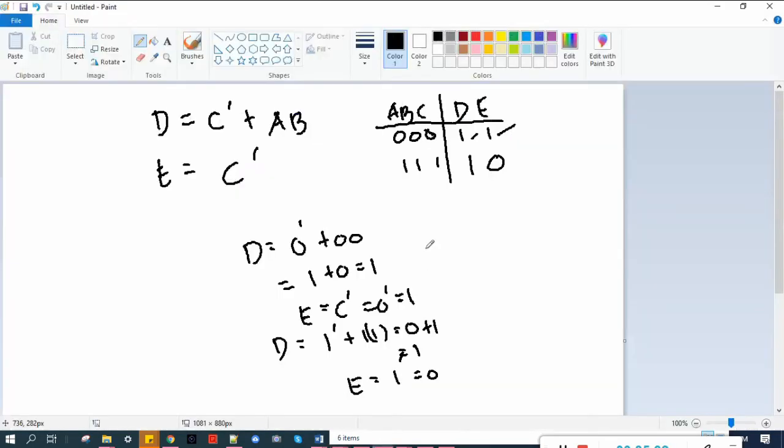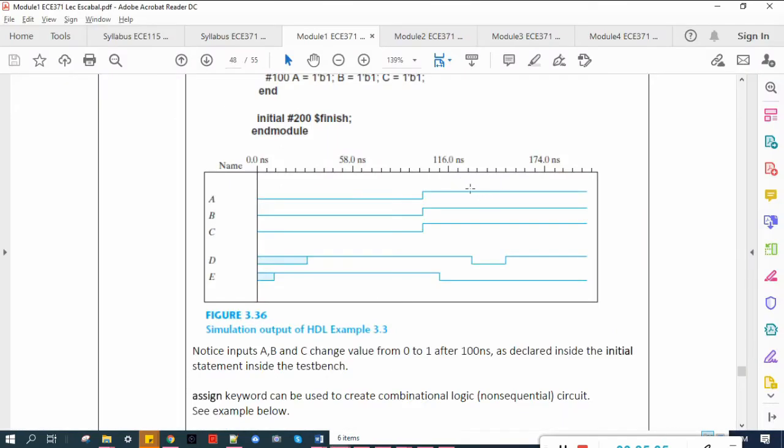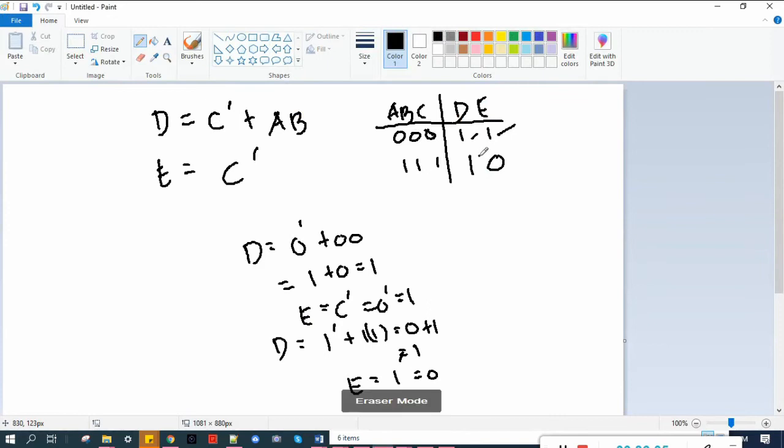Here, when 1, 1, 1, let's go to the time when all the inputs, all the gates are stable. Not this part here. Let's go here. When A, B, and C are 1, 1, 1, then D is 1 and E is 0, right? This part is 1, so this means that this part here, E is 0. 1, 0, which is correct.